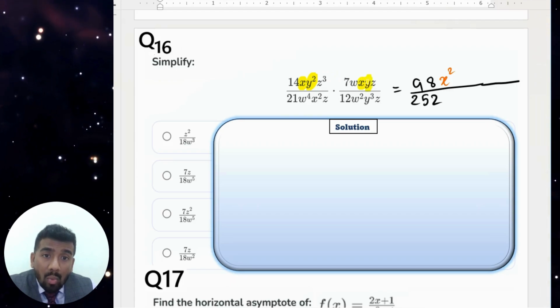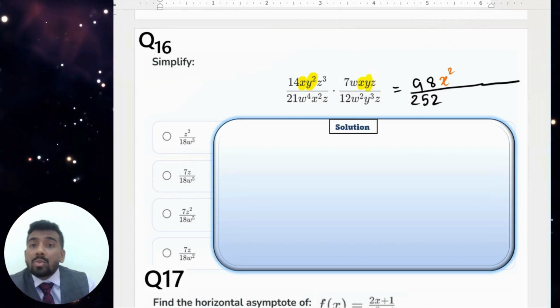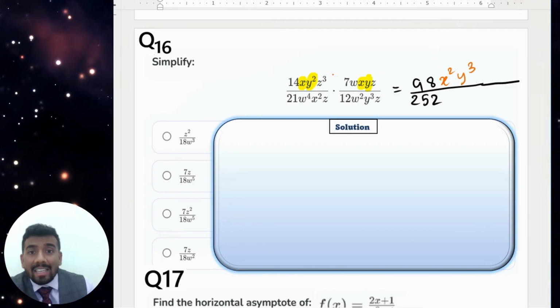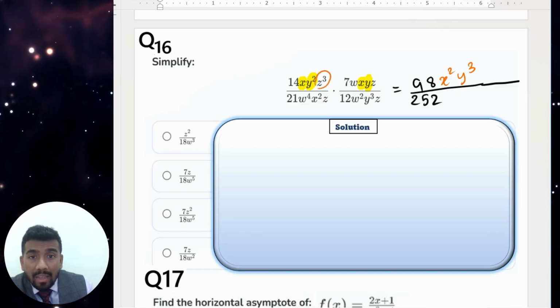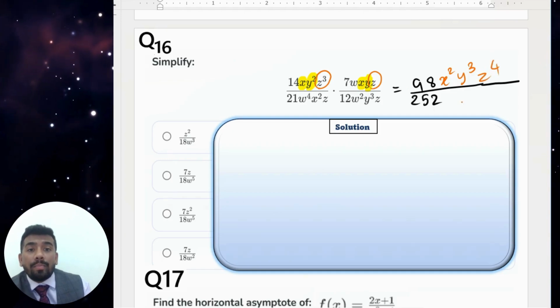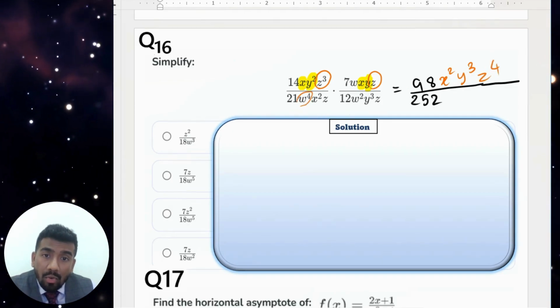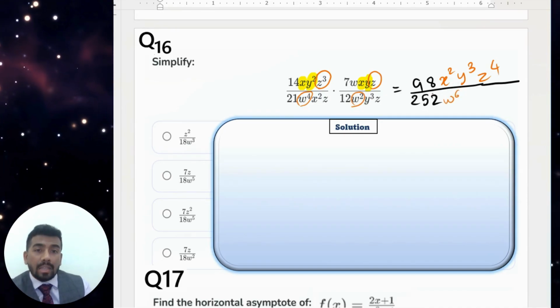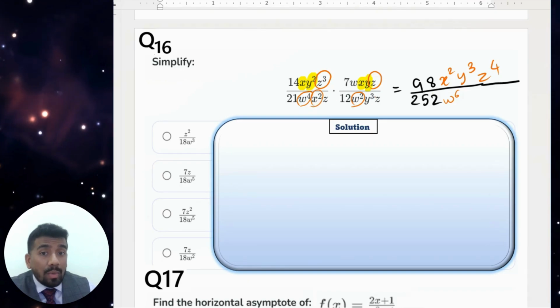Y2, y1. No power means 1. So 2 plus 1, it will become 3. So y3. Next is one z3, z1. So z4. Same here. W4, W2. It will become W6.